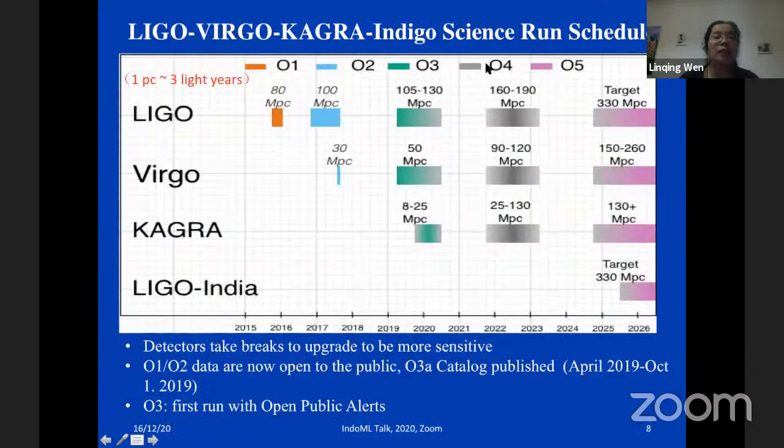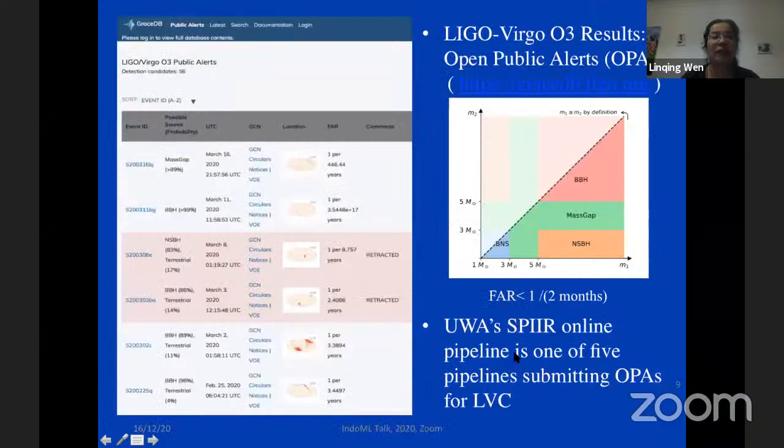And here is the schedule. You can see LIGO has had 3 science runs. The first one got the first detection. The second one ran for 6 months, and we got the binary neutron star merger. The third one, shown here, gave 56 public alerts. The fourth one is coming in 1.5 years. And around 2025, we should reach the final design sensitivity, and LIGO India is supposed to join at that time as well. So that's going to be very exciting.